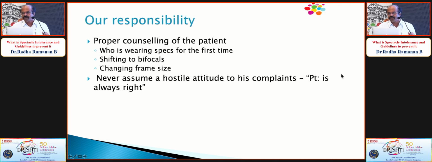Our responsibility is definitely to tell the patient. Most of the time we learn everything, but we don't learn refraction properly. We need proper counseling of the patient who is wearing specs for the first time, shifting to bifocals, or changing the frame size. We have to counsel them. Never assume. When the patient comes and says, I have a problem, we have a tendency to say, no, you don't have any problem. Most of the time, the patient will be right. You are just not able to detect it.